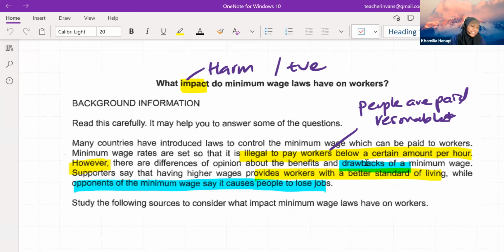Because there are problems with basic salary. If it is very expensive to pay someone to do very manual labor, companies are not going to hire. Companies are always going to find alternatives. Who are the alternatives? Foreign workers, or maybe they find illegal workers who are willing to be paid very low. So these are pros and cons. So this entire source-based question is really about the pros and cons. Okay. All right. Let's look at source A now.